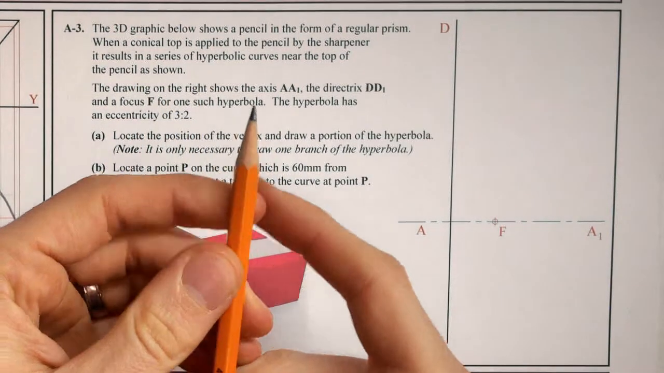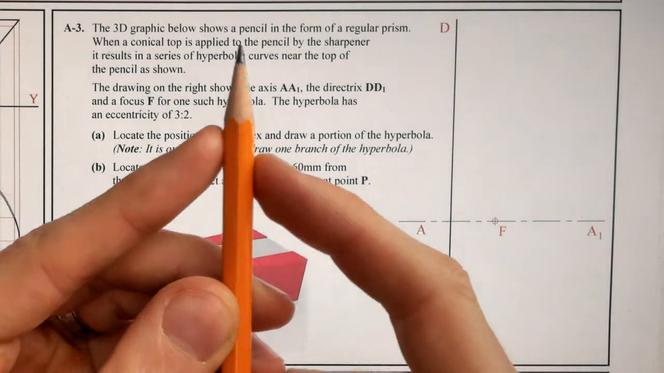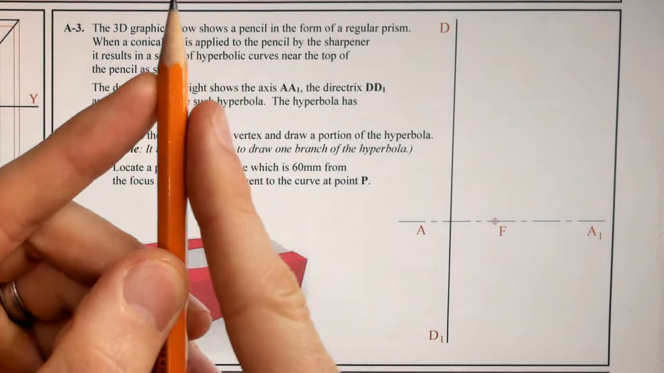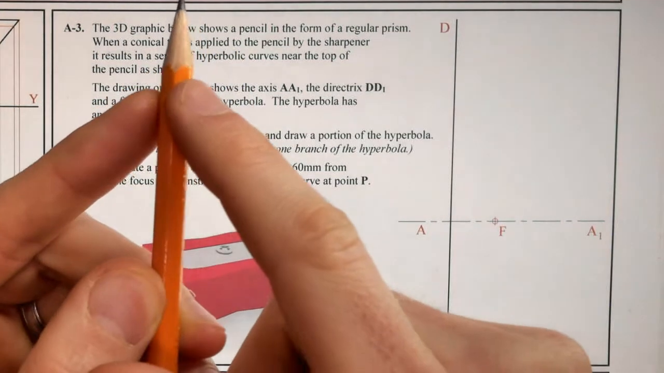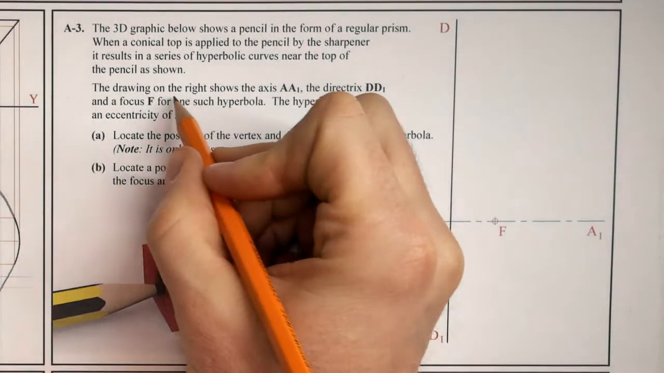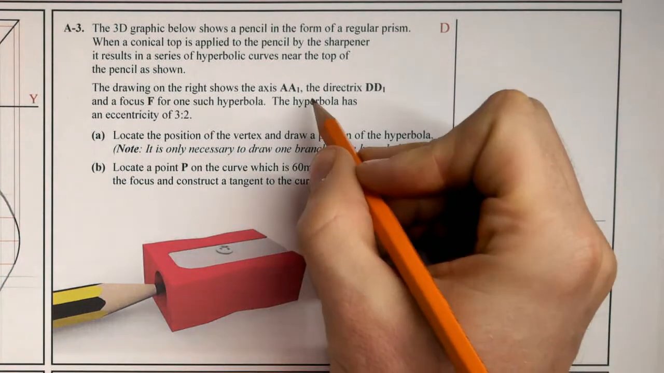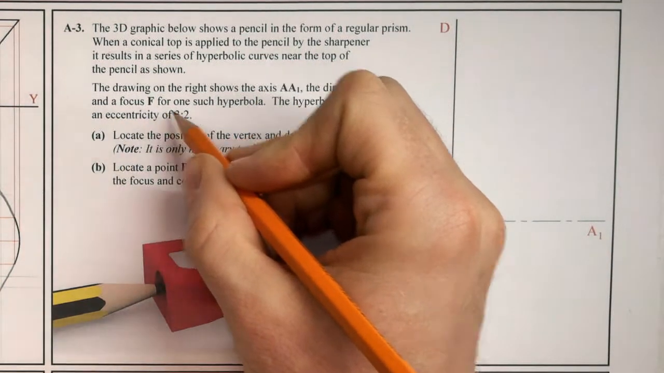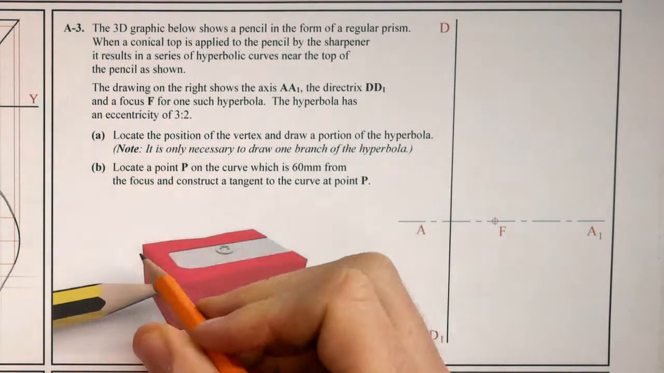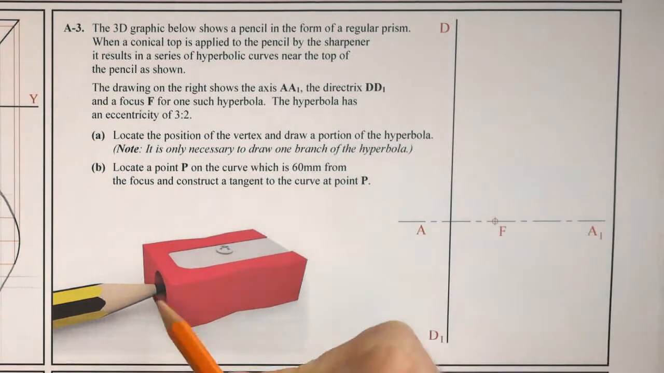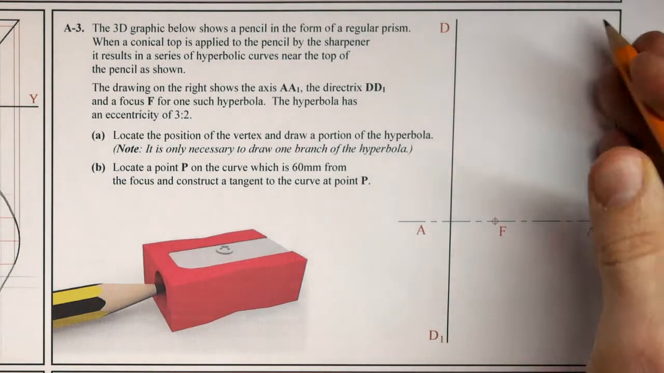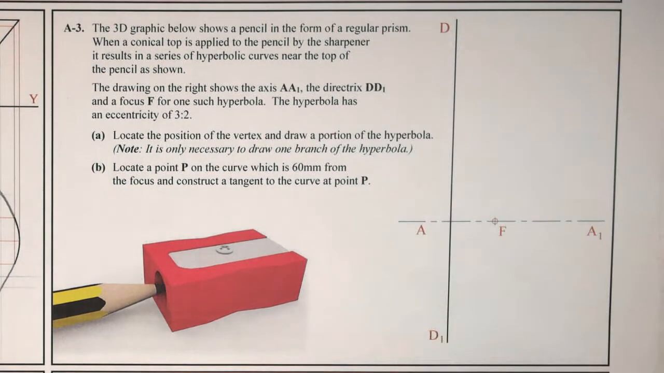Okay, so same as the pencil here, we have a cone shape, and then it is a vertical section. If we look at our hexagon, it creates a vertical section which gives us actually a hyperbolic shape. So the drawing on the right shows the axis AA, so here's our axis, here's our directrix DD, and a focal point for that hyperbola. A hyperbola has an eccentricity of 3:2. Locate the position of the vertex and draw a portion of the hyperbola. It is only necessary to draw one branch of the hyperbola, because in reality, there's a double hyperbola here.